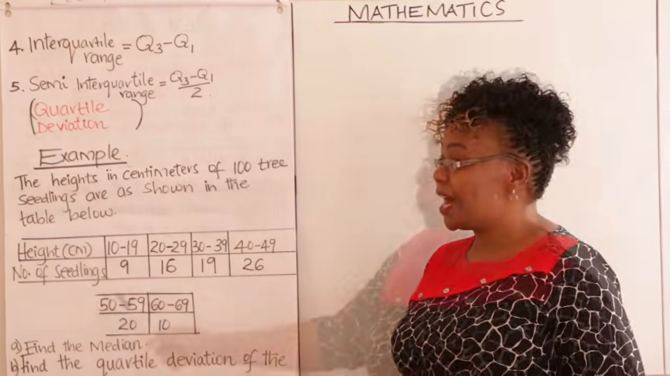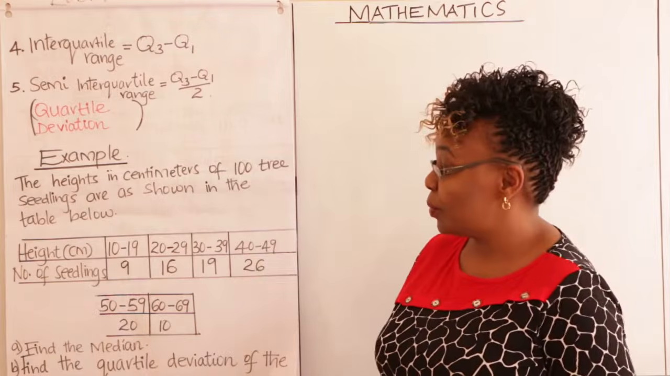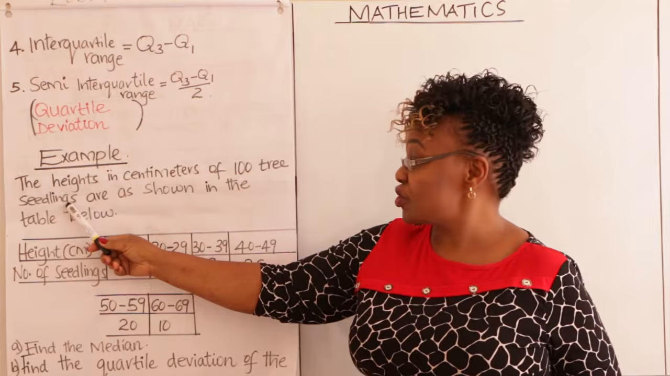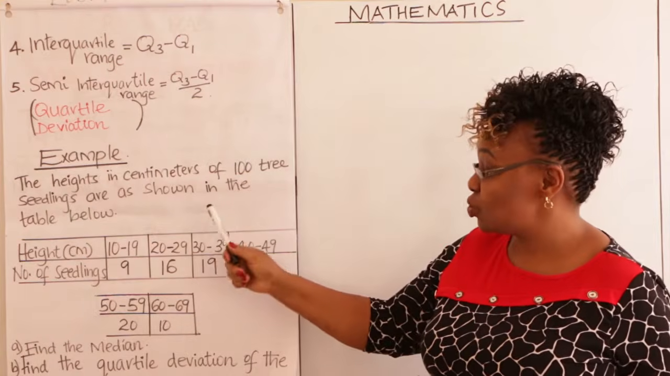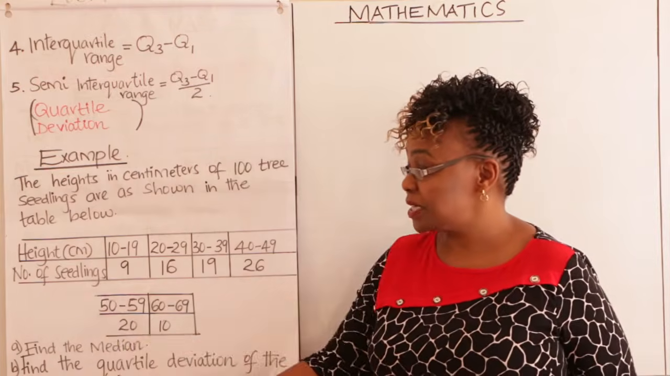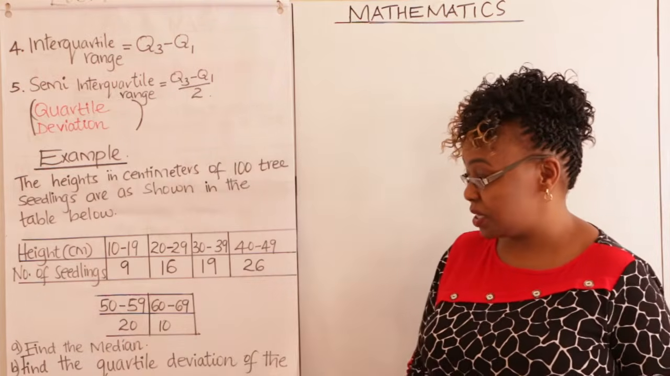And therefore, with that, learner, let us look at this example. The heights in centimeters of 100 tree seedlings are as shown in the table below. This is our table here: the height in centimeters and the number of seedlings.